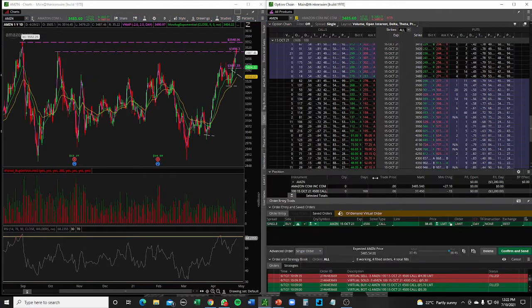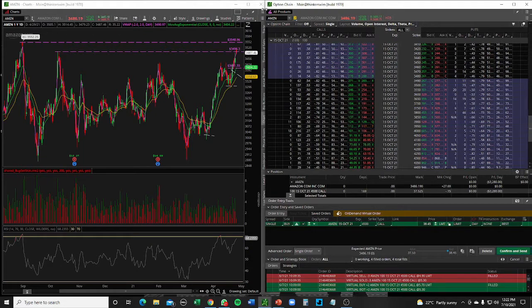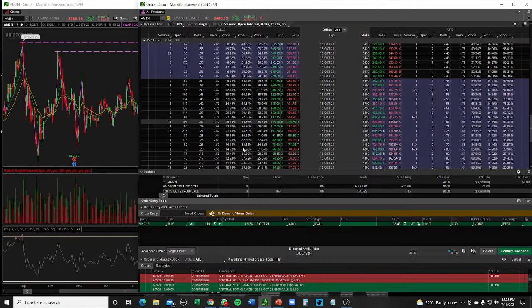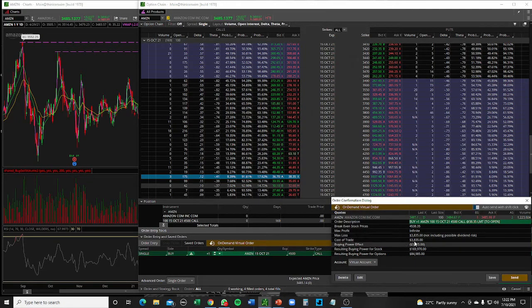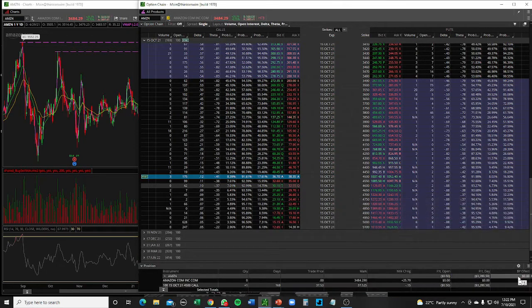Now, my risk initially here is $3,800 because one options contract is always multiplied by 100. So if it's $38, it's times 100. Okay. So if we look at this and I just take this position here and I put it down and I do confirm and send, so I'm taking a risk of $3,835. Okay. So this is my risk, this is my maximum loss, my max profit is infinite. Okay, so I'm going to send this.